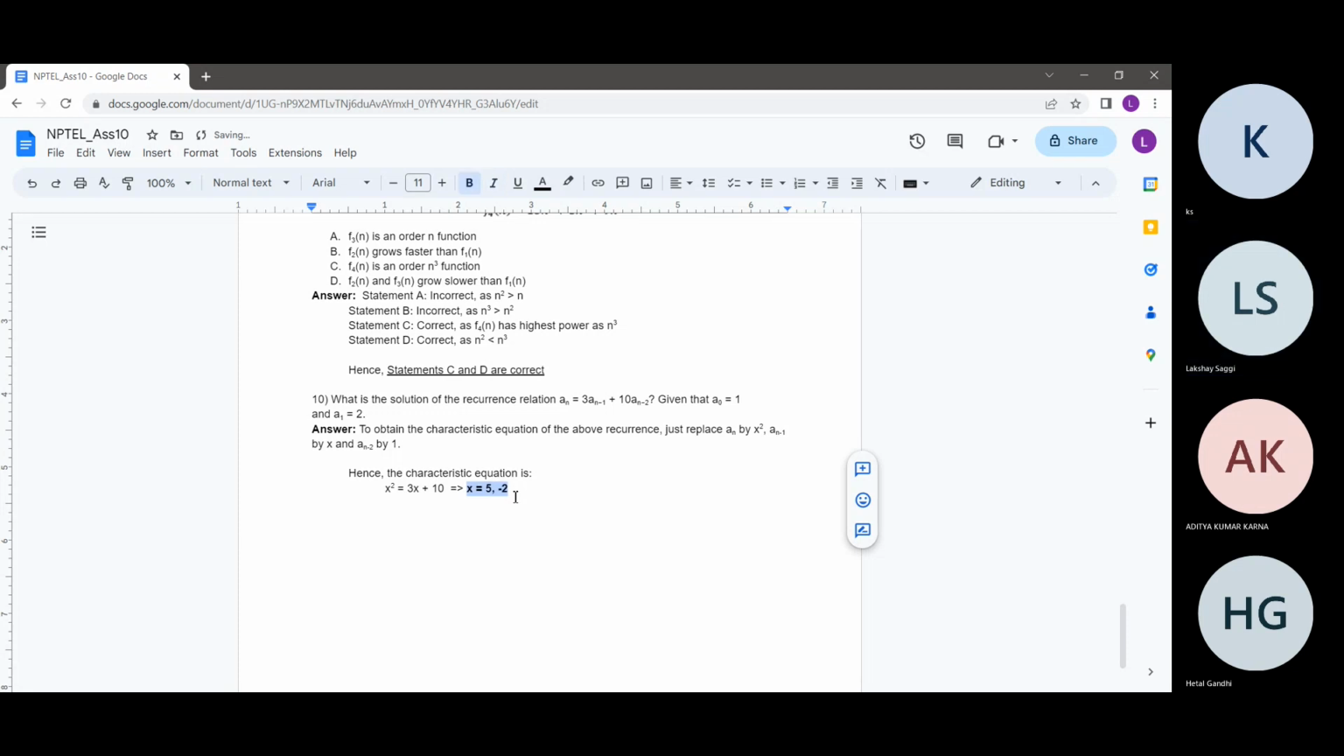And why will these be the roots? Maybe I'll just italicize them.